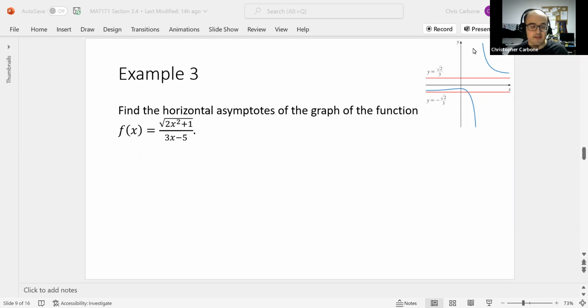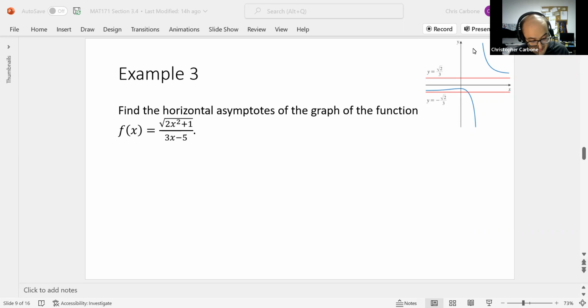I have a new example here. We want to find the horizontal asymptotes of the graph of the function f of x is equal to the square root of 2x squared plus 1 divided by 3x minus 5. And you could see that graph in the upper right-hand corner. So we kind of already have the answer there, but we kind of need to get to that answer. So please bear with me.